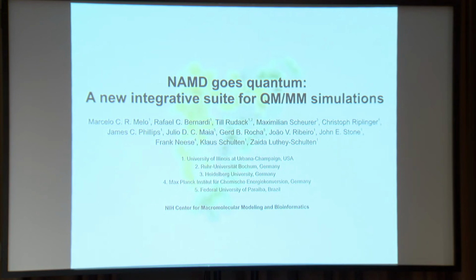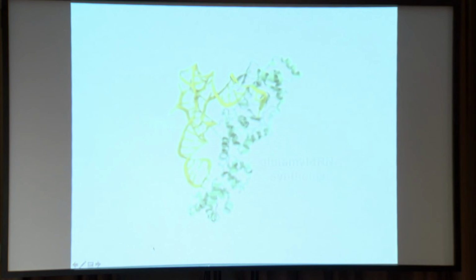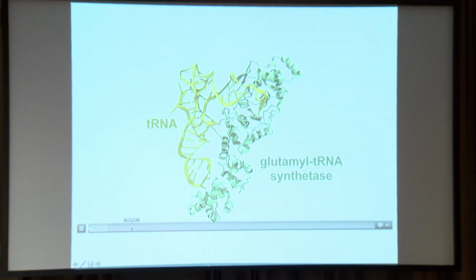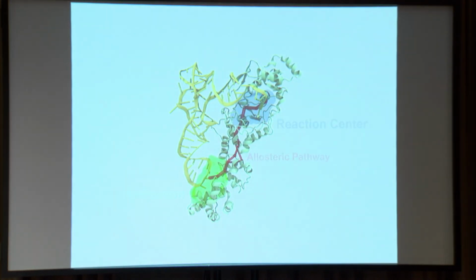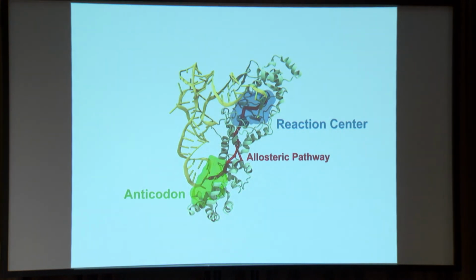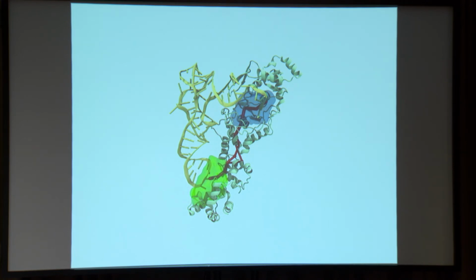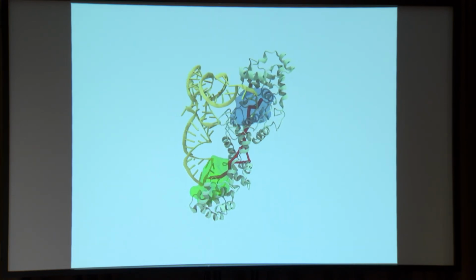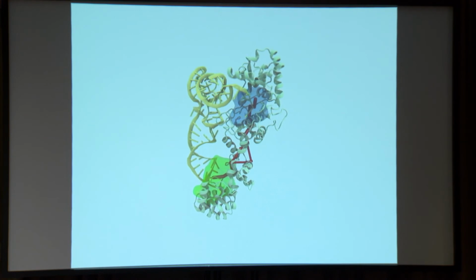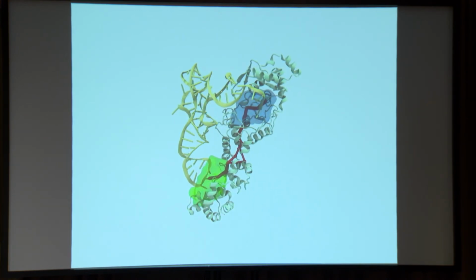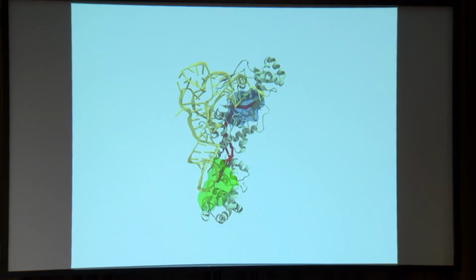All right, so everything I've talked to you about, I can show to you in a quick movie. Whoop, I think it's going. So again, we're defining where the active site is, the allosteric pathway, and now we'll zoom into the active site. And what we're going to show you is the change in the orbitals as the reactions take place.